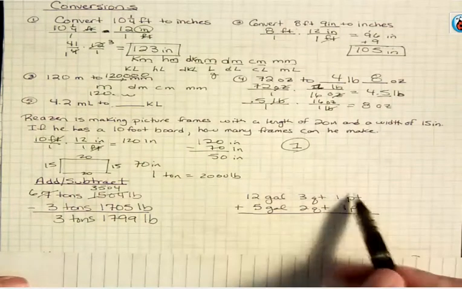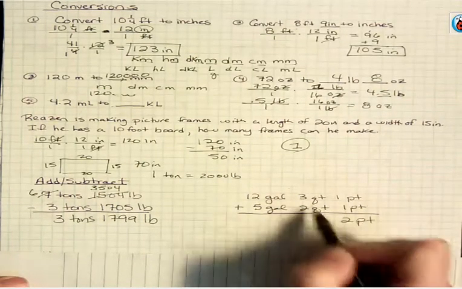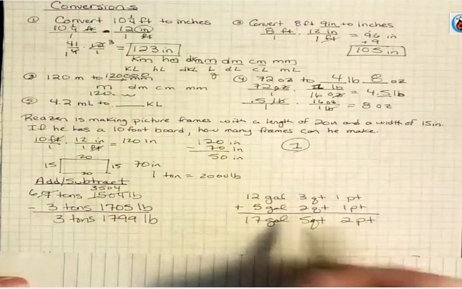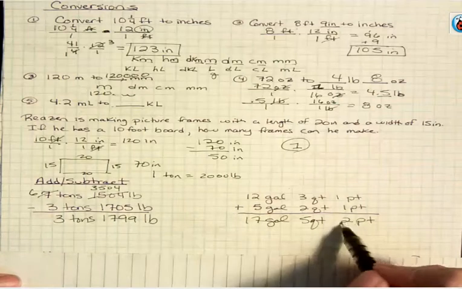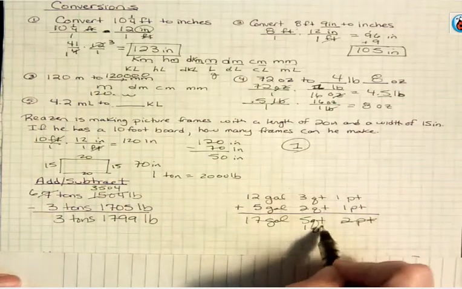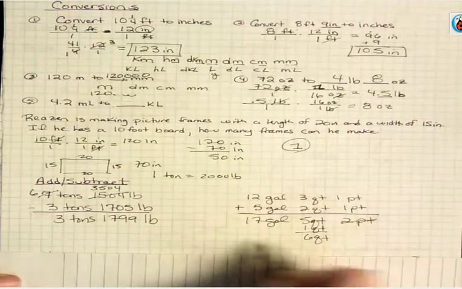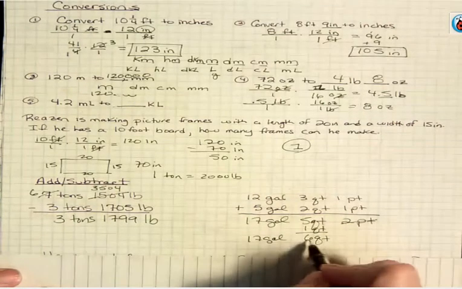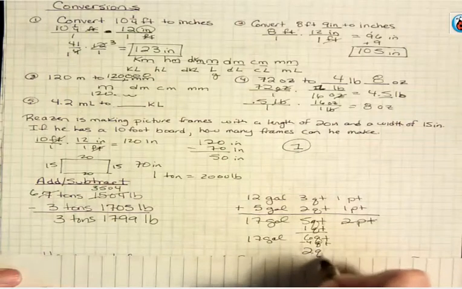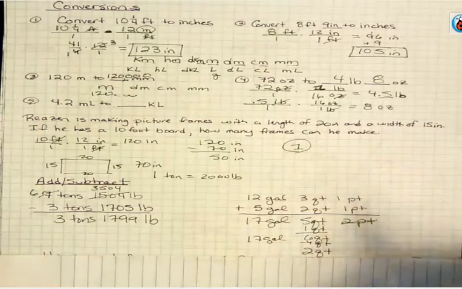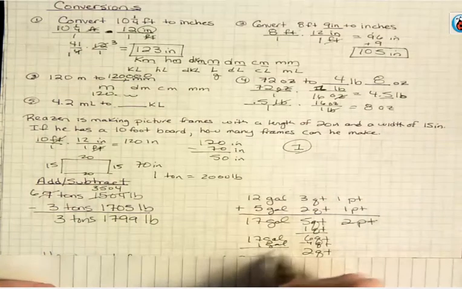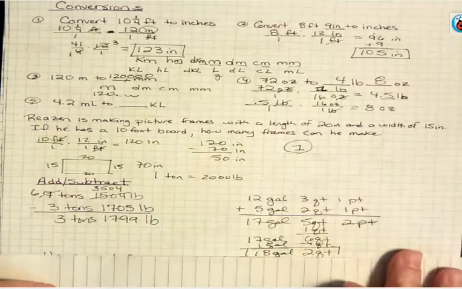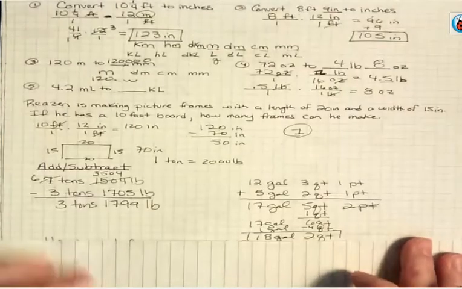And for this one, if I add these together, I get 2 pints, 5 quarts, and 17 gallons. Well, every 2 pints makes a quart. So I'm going to take off these 2 pints and make 1 quart. And then I have 6 quarts and 15 gallons. But every 4 quarts makes 1 gallon, so I'm going to take 4 quarts off, which leaves 2 quarts. And when I take 4 quarts off, that's 1 gallon, and that gives me 18 gallons. So 18 gallons and 2 quarts is what I get for the final answer after I convert that correctly.